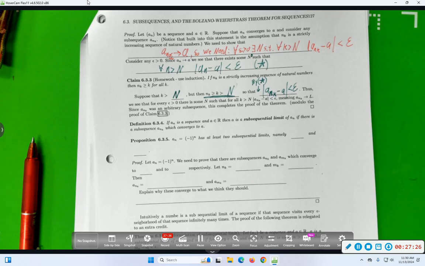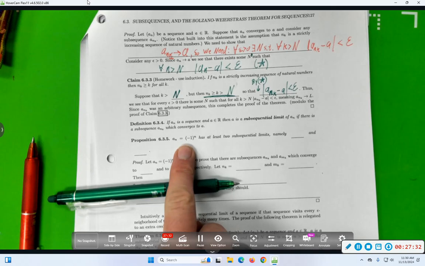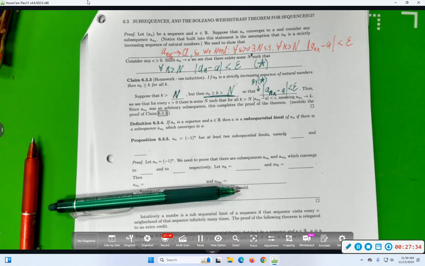So, let's try to do something with that definition. Based on the stuff on the previous page, a sub n equal to (-1)^n seems to have at least two subsequential limits. What two subsequential limits did we see? One and negative one. There might be more. I mean, there obviously aren't. And in fact, the other homework problem for this one is that there aren't. Those are the only two.